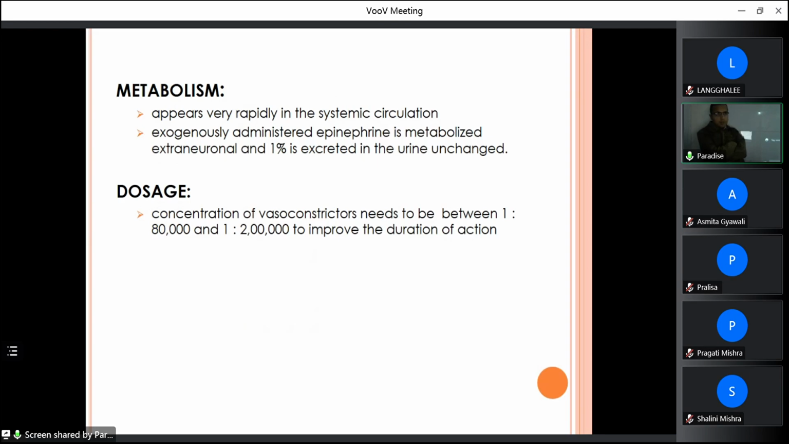Metabolism: it appears very rapidly in the systemic circulation. It is exogenously administered. Epinephrine is metabolized extraneuronally, and 1% is excreted in the urine in unchanged form. About 99% of it is metabolized in the liver and is excreted in the urine. Dosages: the concentration of vasoconstrictor needs to be between 1:80,000 and 1:2 lakh to improve the duration of action.